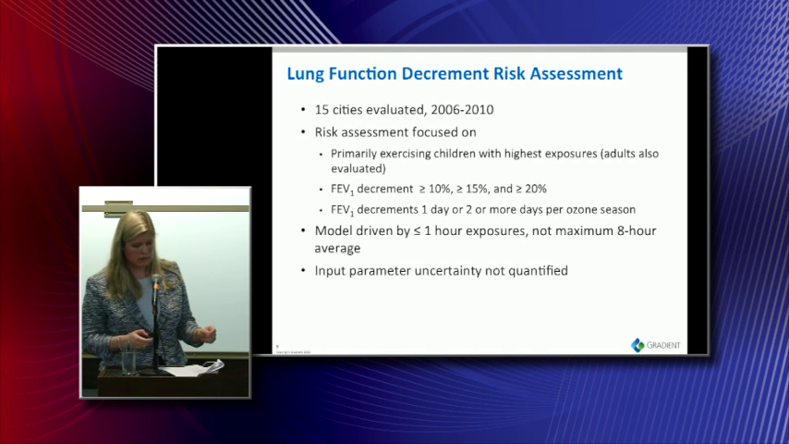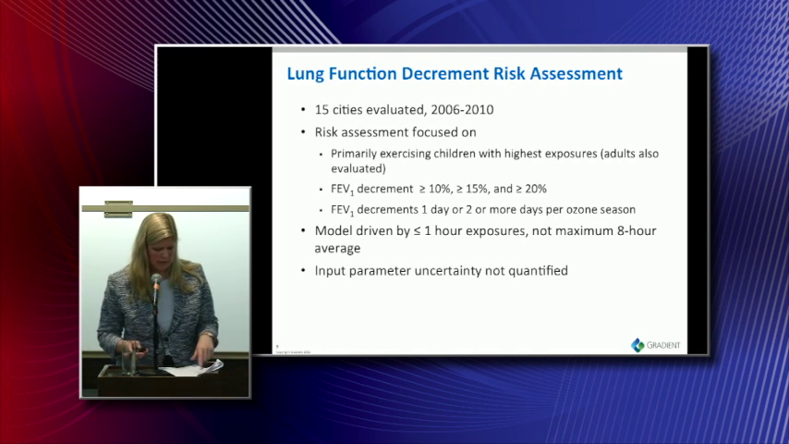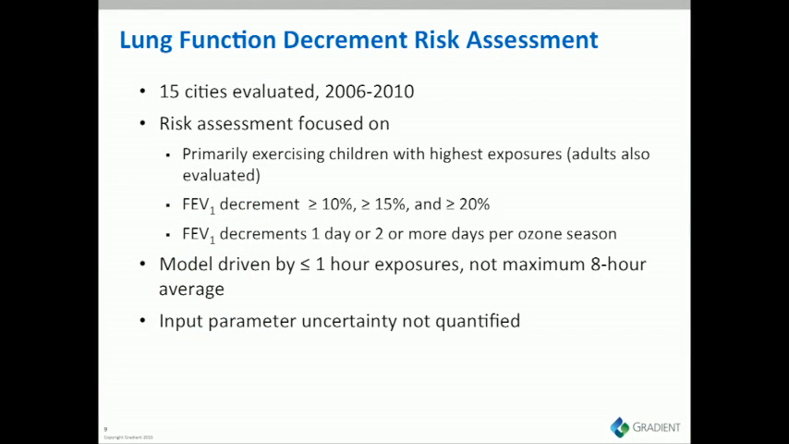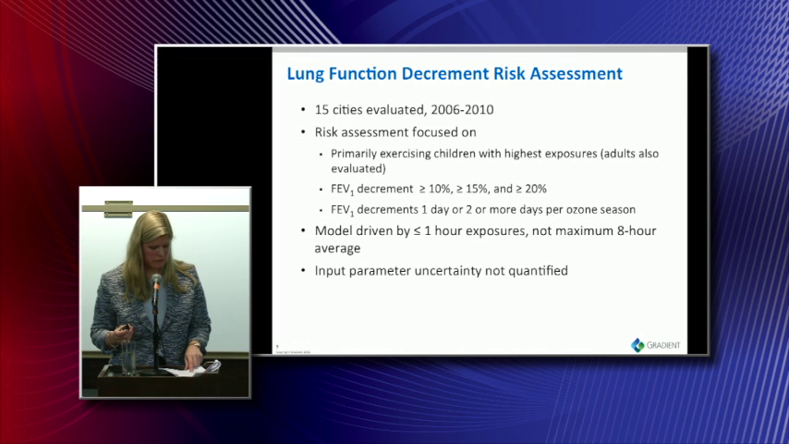So in terms of the lung function risk assessment, EPA evaluated 15 cities, 2006 to 2010. And again, even though they did evaluate adults, they focused primarily on children. They looked at FEV1 decrements of greater than 10%, greater than 15%, and greater than 20%, and FEV1 decrements that occurred one day or 2 or more days.